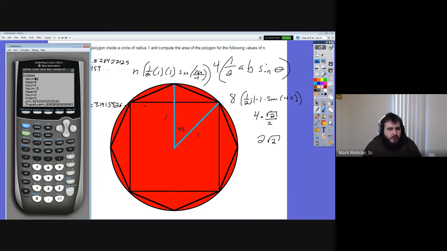Let's see what my window is set at. Let's do my x minimum is 0. Well, let's make it 1. We can't even really have one side, can we? Let's make it 3 sides. That's the minimum number of sides you can have, and let's make the maximum 1,000. And then the y min, well, we can't have an area below 0, so let's make that 0, and then let's make it like 5 for the y max. So let's see what happens. Let's graph this.